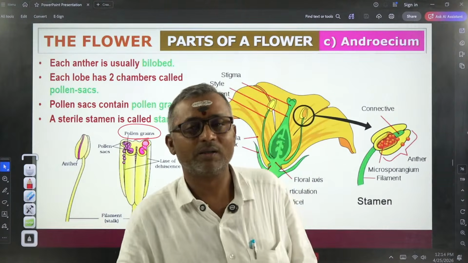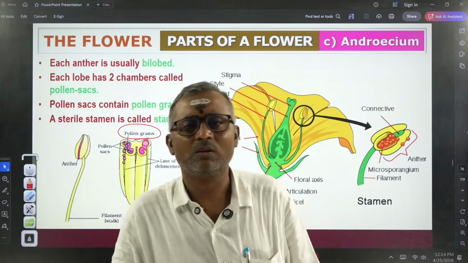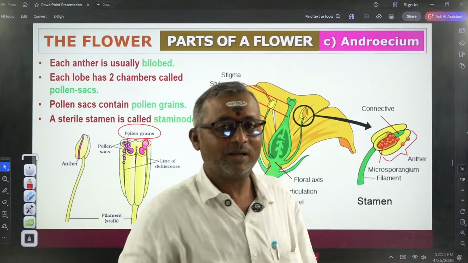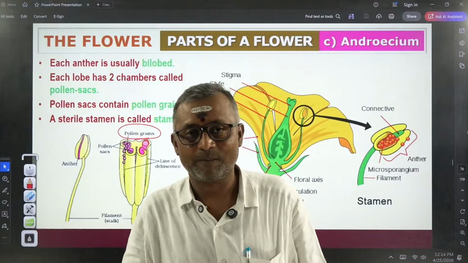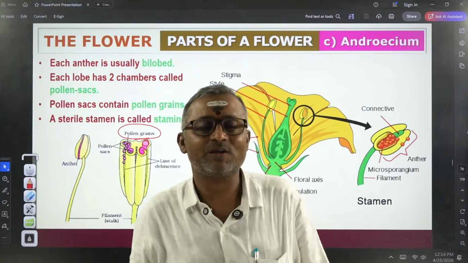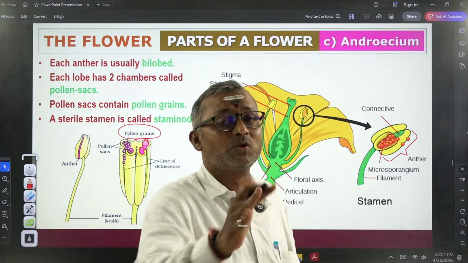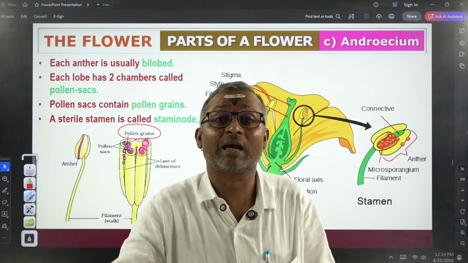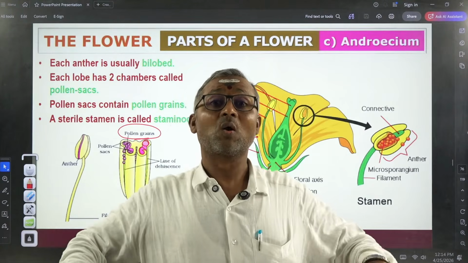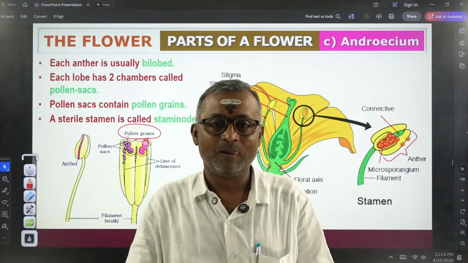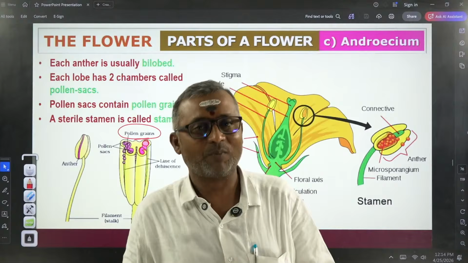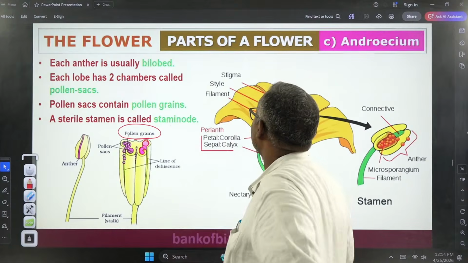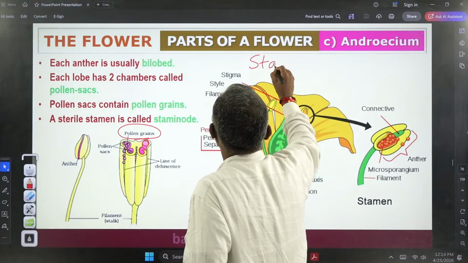Now another most important thing: there are also some cases where anthers do not produce pollen grains. Listen to me carefully. There are some species in which anthers do not produce pollen grains. That means, simply to say, such stamens are sterile. They are not useful for sexual reproduction or for the fertilization process because they are unable to produce pollen grains. Such sterile stamens are called staminodes.